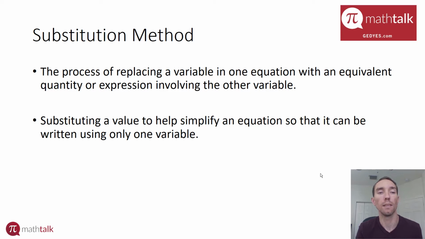The substitution method is a process of replacing a variable in one of your equations with some equivalent quantity or expression involving the other variable. So basically what it means is you're substituting a value to help simplify one of the equations so that it can be written using only one variable, because you can only solve equations when there's only one variable. So let's take a look at a couple of examples on what that means and how to solve the equations.